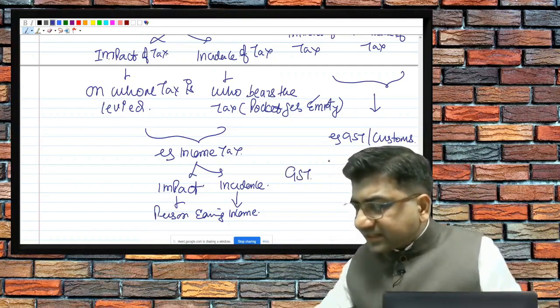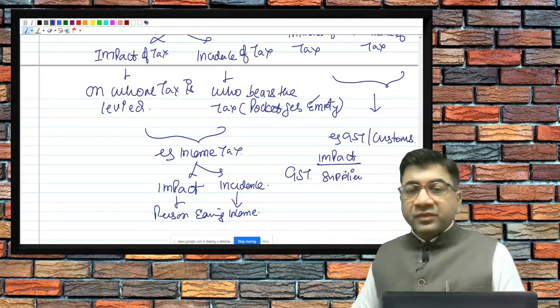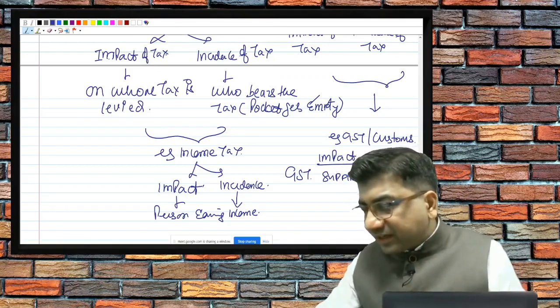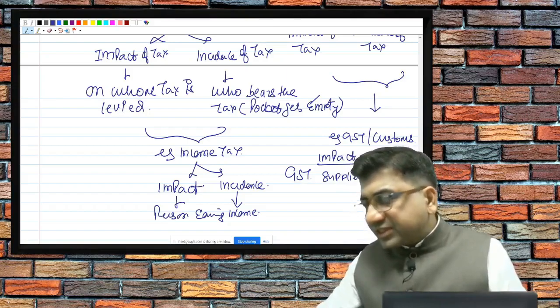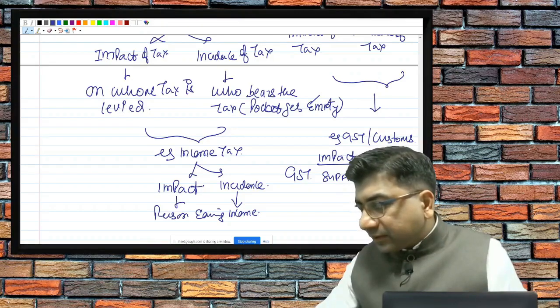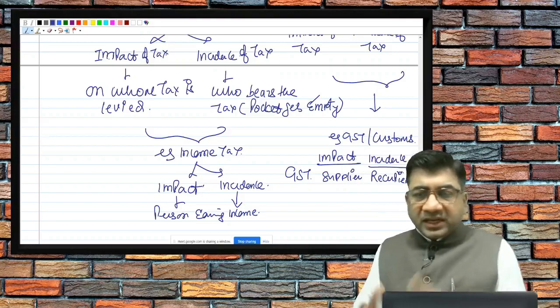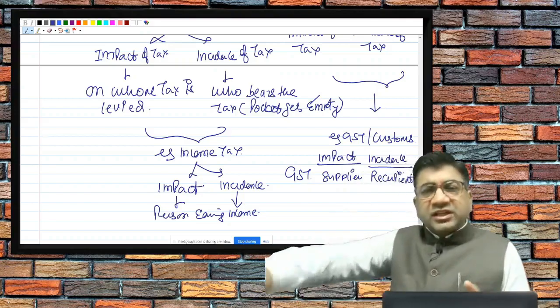In case of GST, the impact is on the supplier who supplies goods or services, and the incidence is shifted to the recipient. Are these two the same? No, they are different. So it is an indirect tax, because you are able to shift the incidence to the recipient.